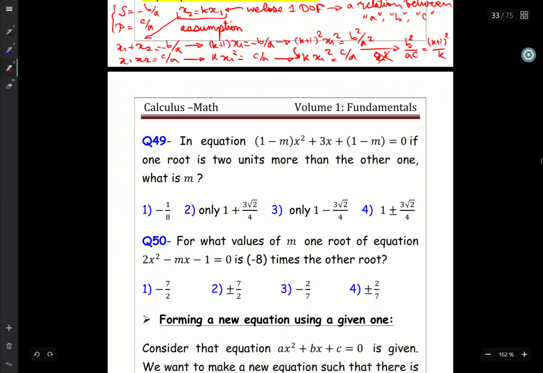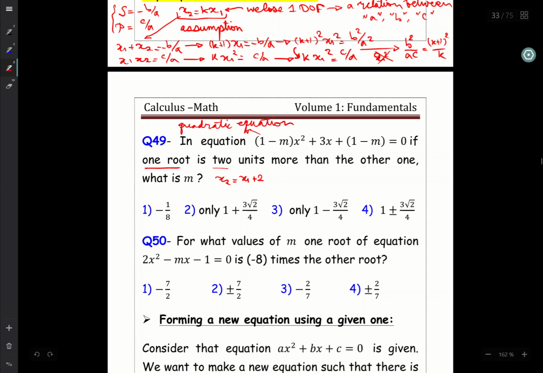Alright, question 49. In equation (1 minus m)x squared plus 3x plus (1 minus m) equals 0. This is a quadratic equation, right? Just by looking at this, you have to realize what kind of problem we're solving. So we're solving a quadratic equation. I'm going to write it down. One root is 2 units more than the other root. So x2 is x1 plus k, right? And k is 2. So I'm going to write it down as 2.